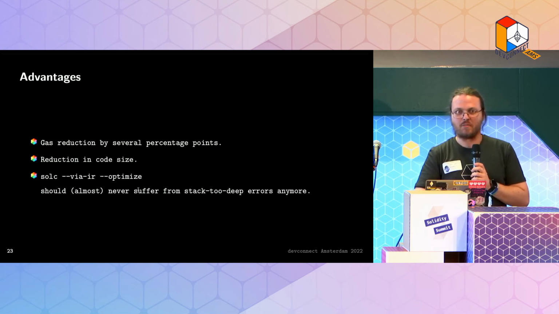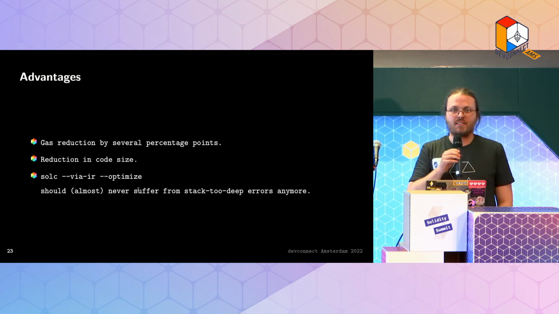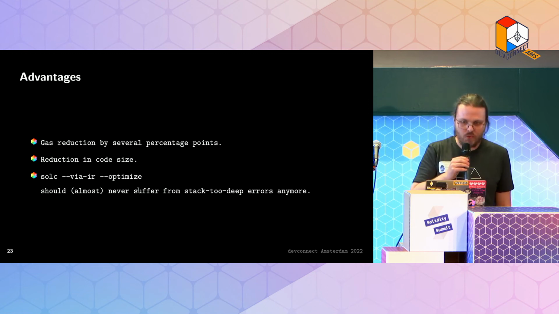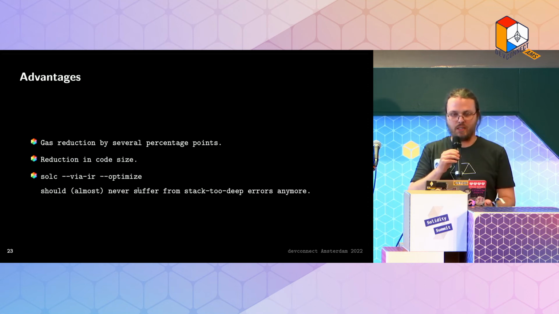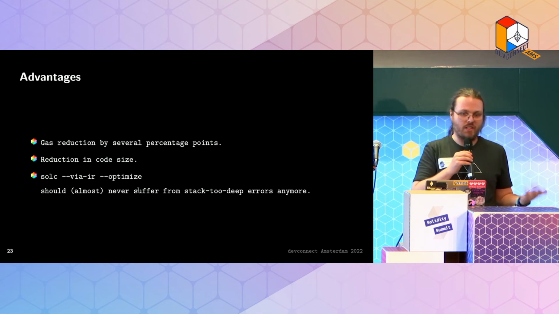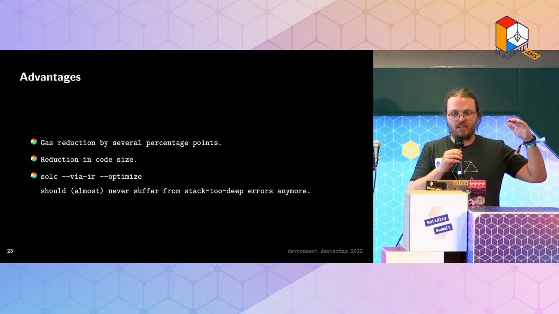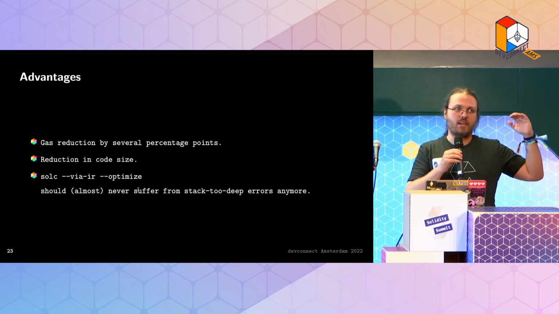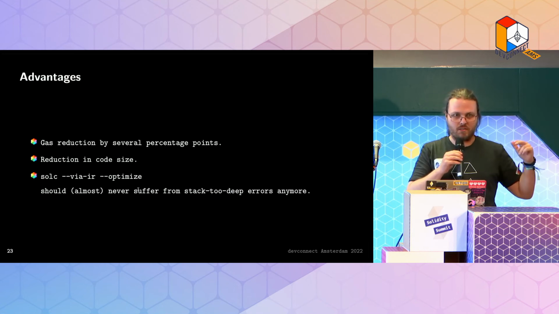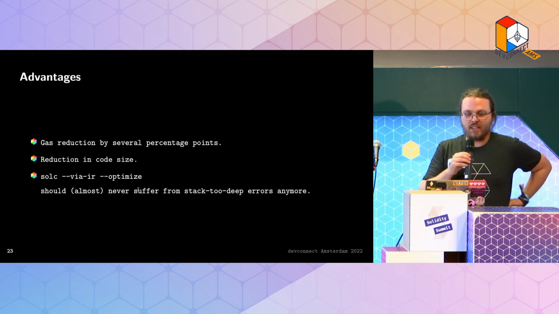Let me argue the point why this transformation is a good thing. We had those two goals in the beginning, that it's more efficient and that I get rid of the stack too deep errors, and both seem to work out. So I have a reduction in gas costs by a few percentage points and even more so a reduction in code size. So that's nice.